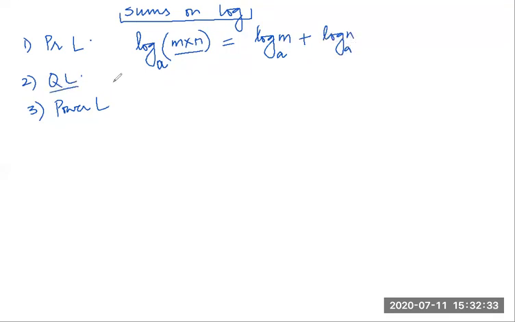Next, the quotient law. Log of m divided by n. So now we are dividing. We are taking log of a fraction, or simply we can say log of a number which is getting divided, expressed in the form of numerator and denominator, is equal to, yes, Samrat? Log of m to the base a minus log of n to the base a. Okay, good.